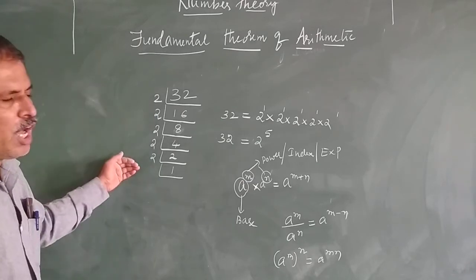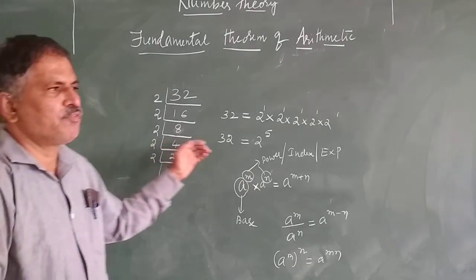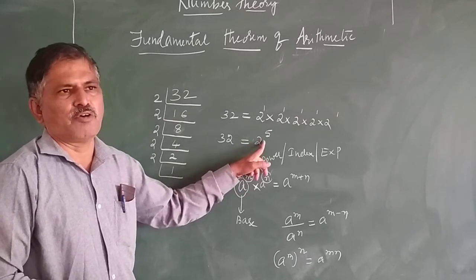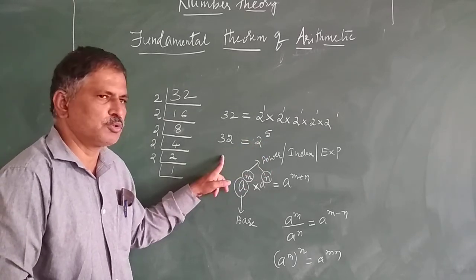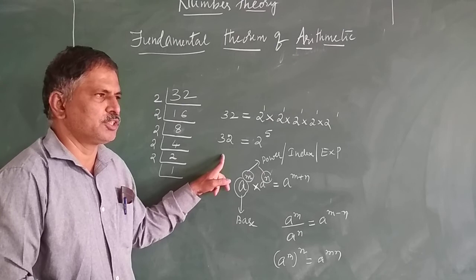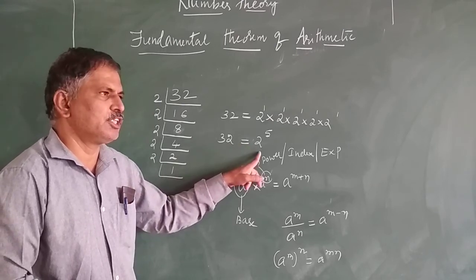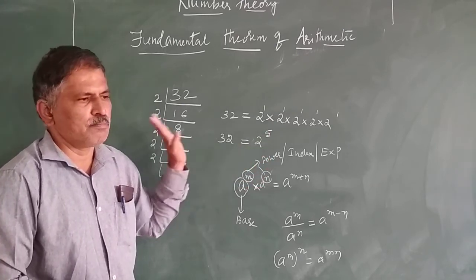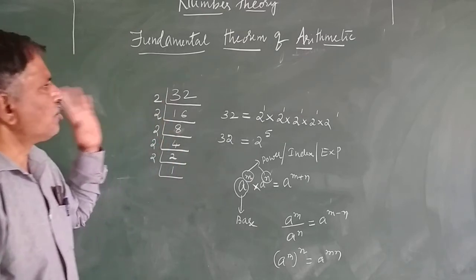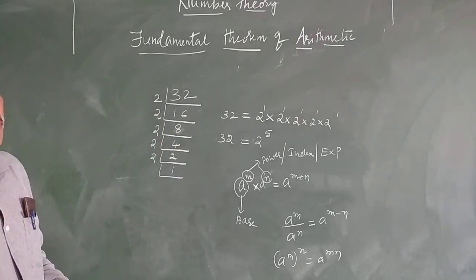So 32, a composite number, I have expressed in the form of a prime number to some power. This is what we call the fundamental theorem of arithmetic.